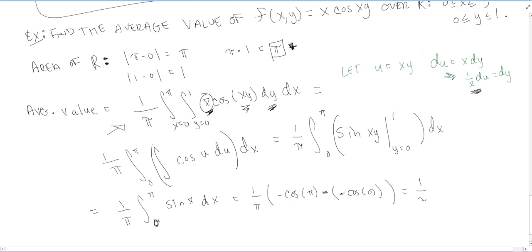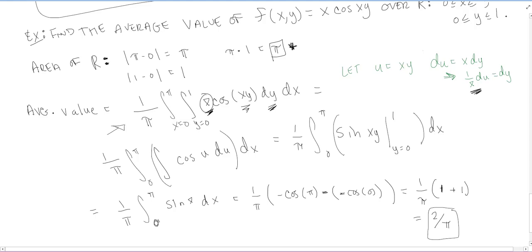So we end up getting 1 over pi, that was 1 over our area that's been in the front the whole time. Cosine of pi is negative 1, so negative and negative is positive 1. And then that becomes also a positive 1, cosine of 0, but with the two minus signs. Final answer: 2 over pi is our average value of this function over that region.